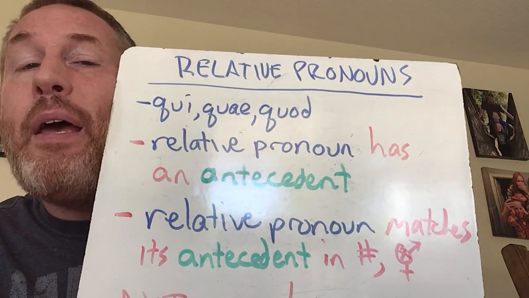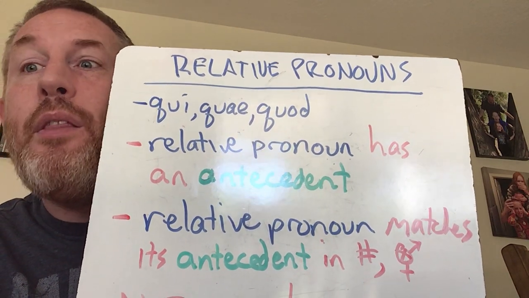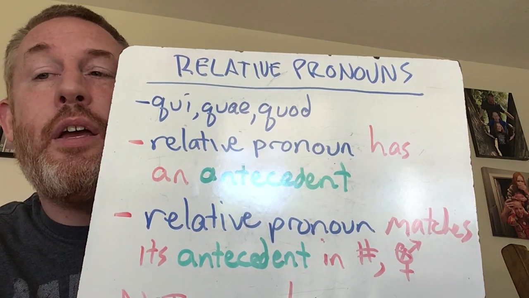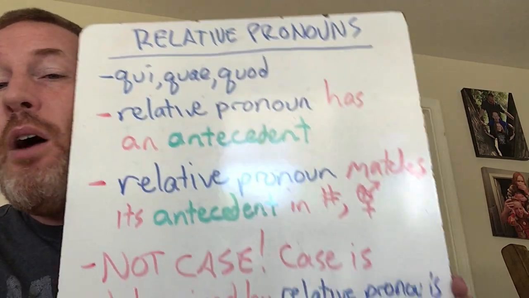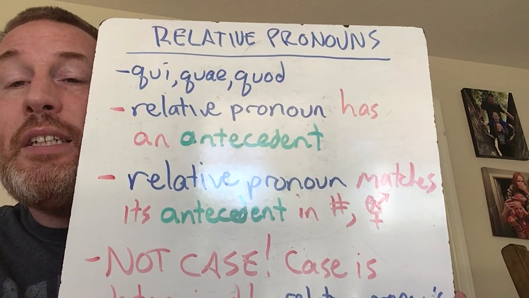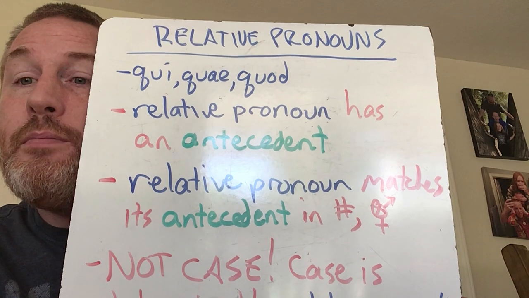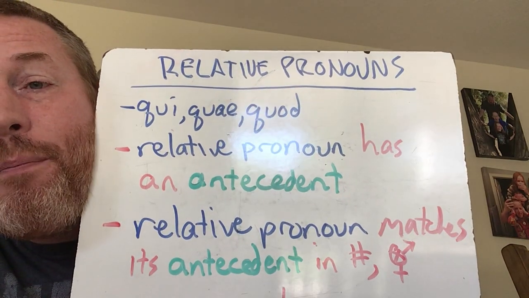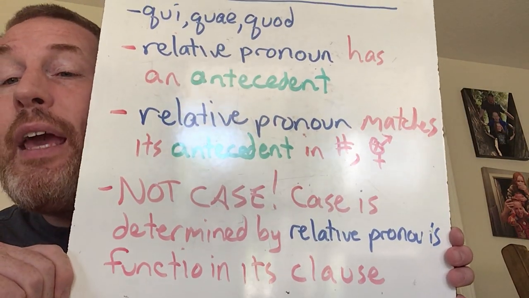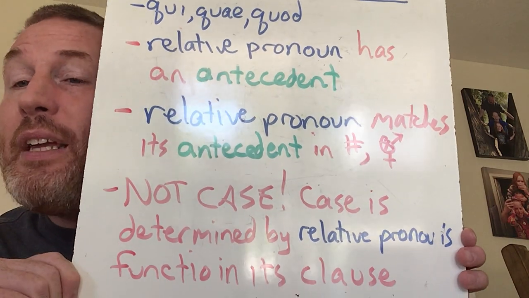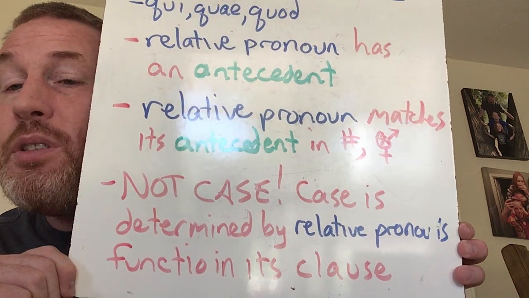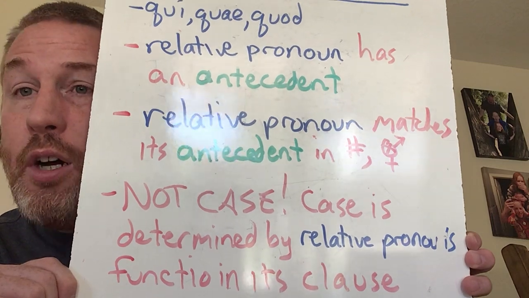So I have a pen which is sitting on the table. The pen is the antecedent, which the pronoun is talking about. A relative pronoun will match its antecedent in number and gender. Notice what's missing, because case is not determined by the antecedent. Case is determined by the relative pronoun's function in its own clause. I'll give you an example. Hopefully you can pause and take notes, and if not, rewind it, pause it and take notes.